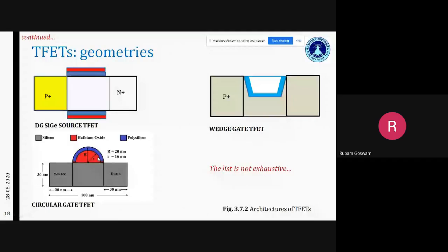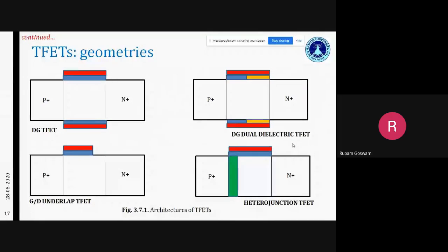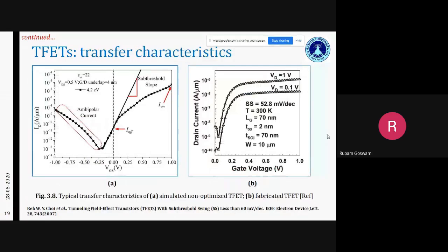So as a result of this, we can have a higher tunneling current flowing through this device. So these are some of the architectures, and I have already put up that the list is not exhaustive. We are moving towards new dimensions and new proposals of tunnel field effect transistors in case of their architectures. And this list is not exhaustive, but these are some of the significant architectures which we can discuss in case of TFETs.